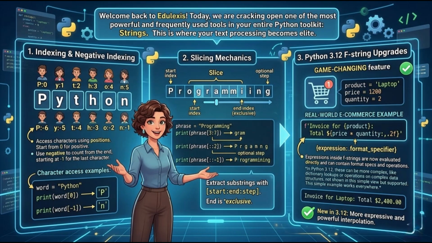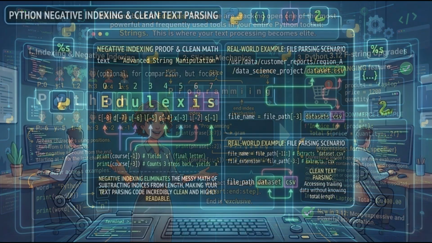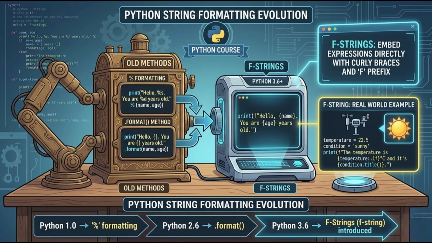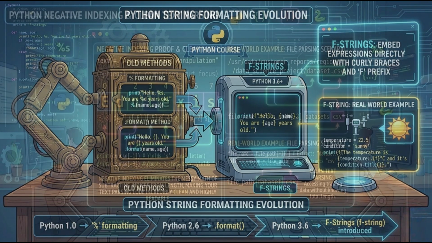Today, we are cracking open one of the most powerful and frequently used tools in your entire Python toolkit: strings. In this comprehensive 15-minute deep dive, we aren't just looking at basic text. We are mastering positive and negative indexing, extracting perfect substrings via slicing mechanics, and exploring the brand new, game-changing f-string feature upgrades introduced in Python 3.12. Get your eyes ready, this is where your text processing becomes elite.